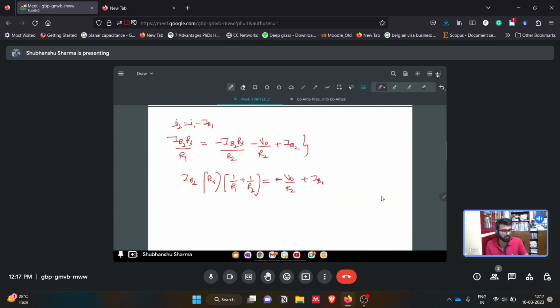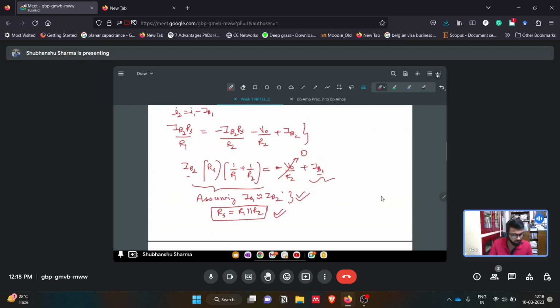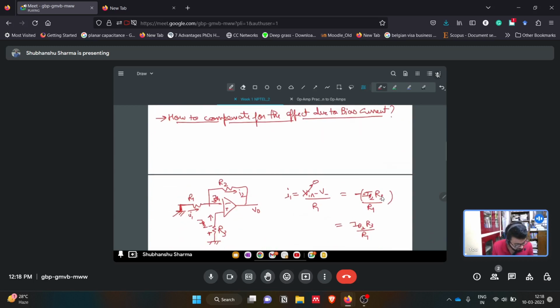Since we don't want any output voltage from these bias currents, we will assume V0 as 0. So then this should be equal to IB1. That means, assuming IB1 approximately equal to IB2, R3 will be the parallel combination of R1 parallel R2. So this is the assumption we made, and this is the result we got: R3 equals R1 parallel R2. That will help in compensating, removing the effect of bias current from the output.